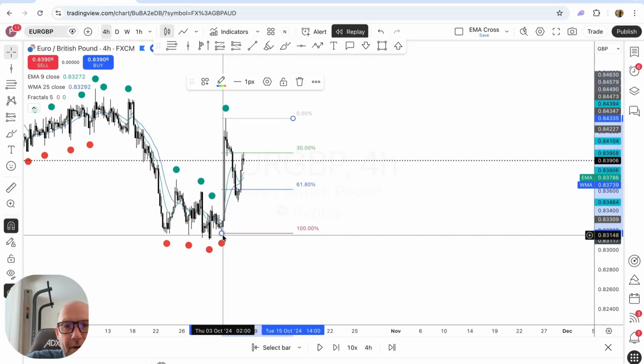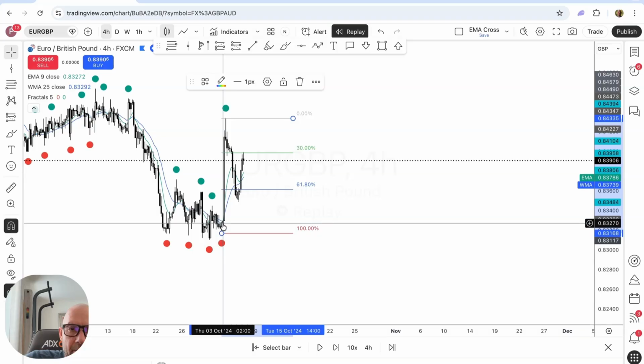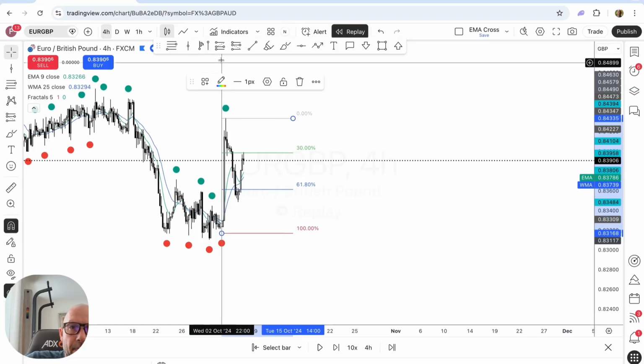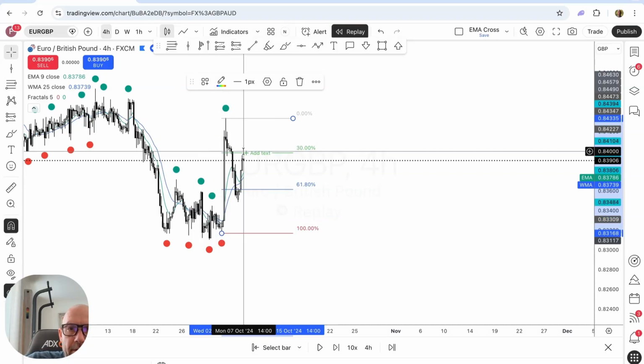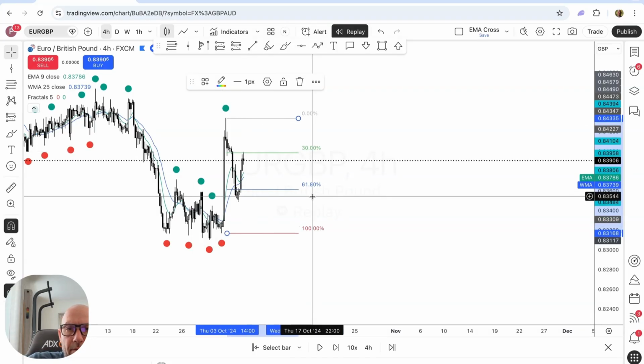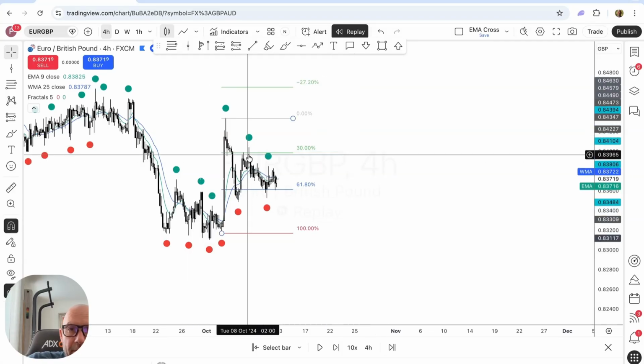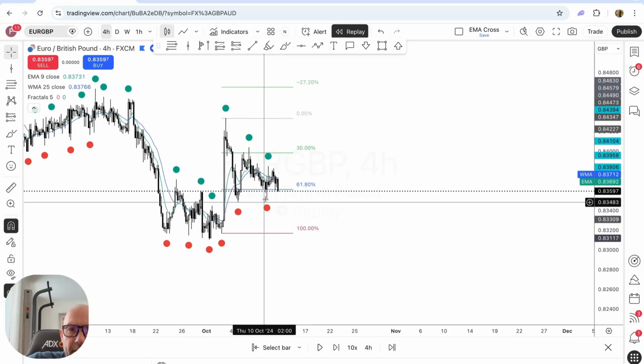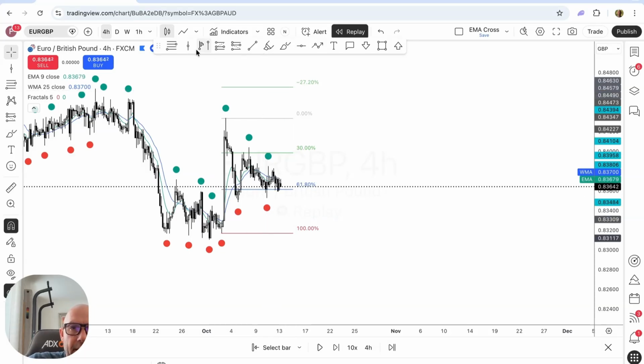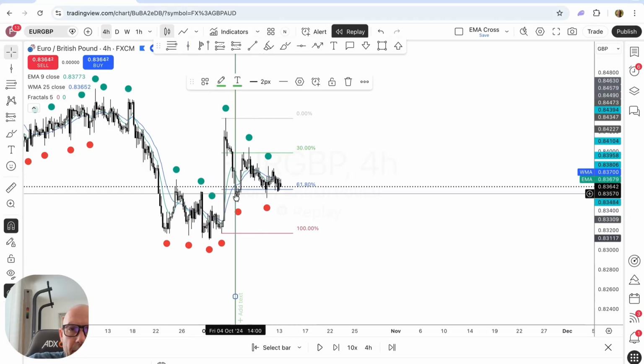Again, I was a little bit late to the party. There's our cross, break of structure up to here. It's triggered. Well, it's actually hit our 30%. So it's set it to break even, then it's come back to entry. So again, that is a break even trade.